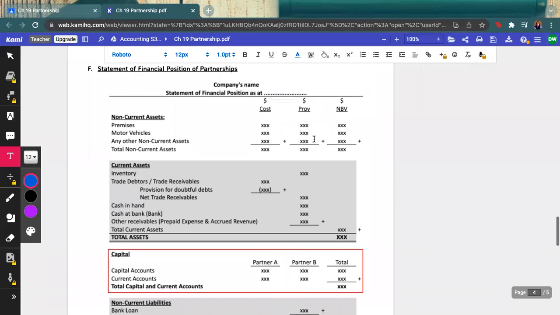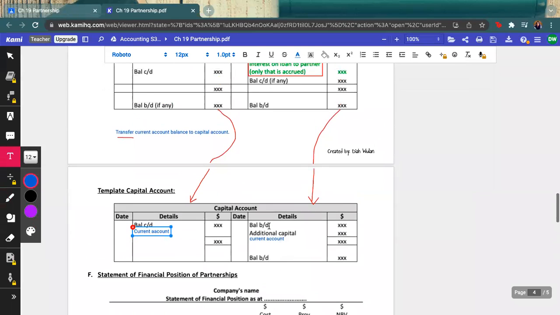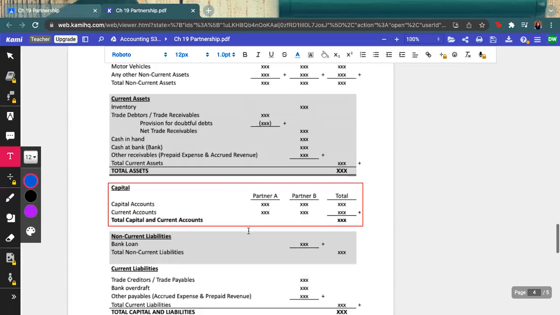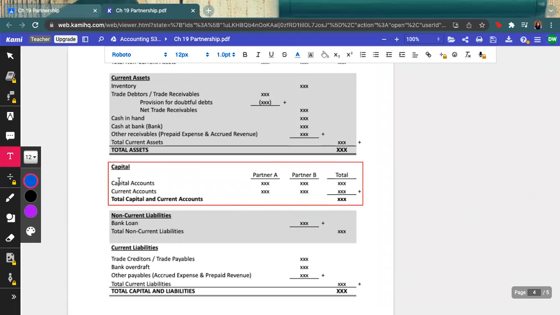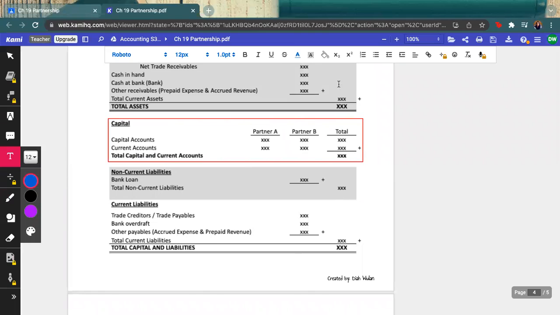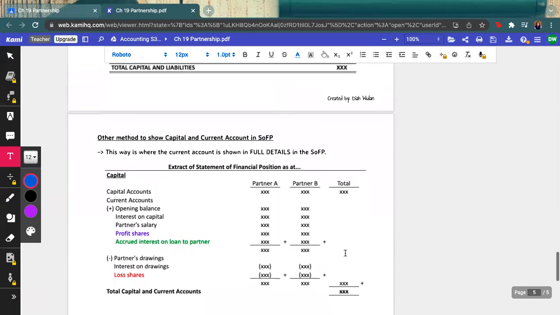Statement of financial position of partnership. Okay, after you have a balance of capital account as well as current account, these two balances will be taken and placed here. Capital account, current accounts for partner A, for partner B. Then you put a total, and the rest are the same. Total assets must be equal with total capital and liabilities. Okay, now next, last one.